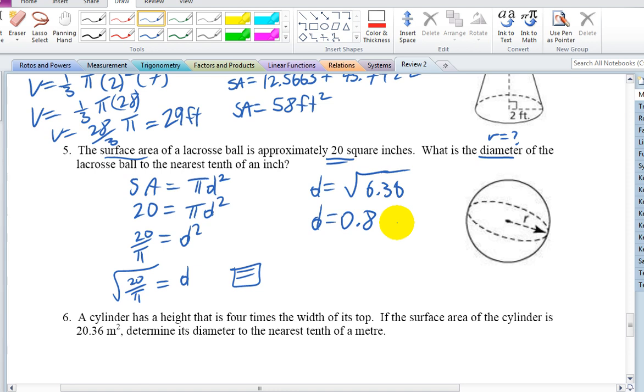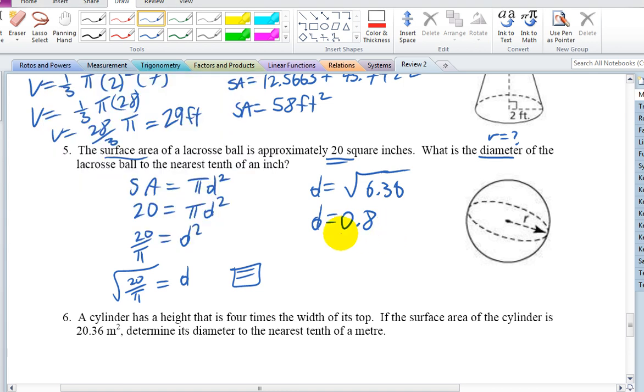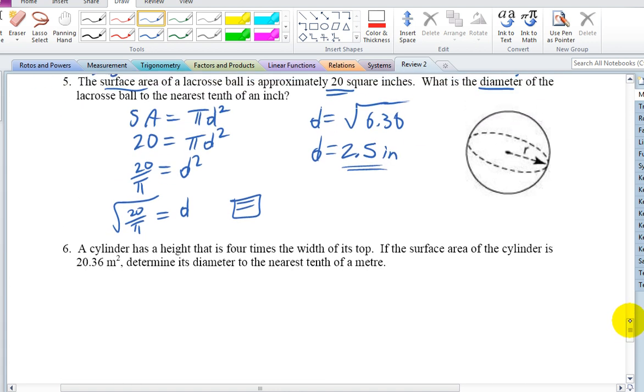Ah, shoot. Okay, let's double check this. So 20 divided by pi equals 6.36, square root 2.52. Okay, awesome, thanks. So 2.52, so 2.5 inches. They want you to round to 1 decimal. Awesome. Thanks, guys. Okay. Next one's pretty intense.